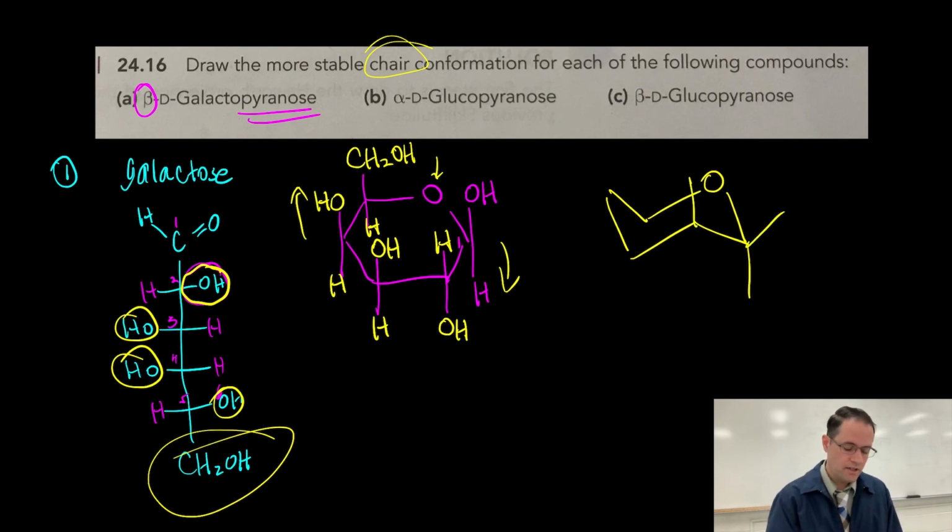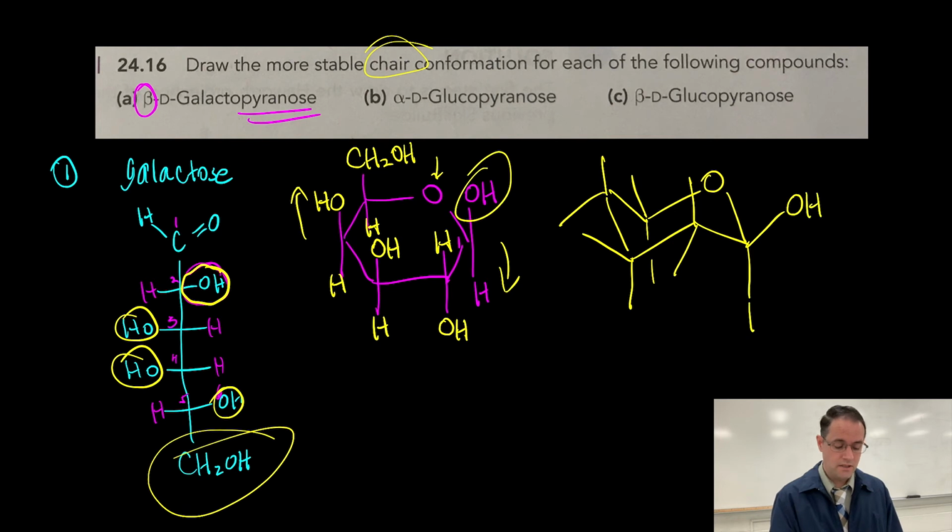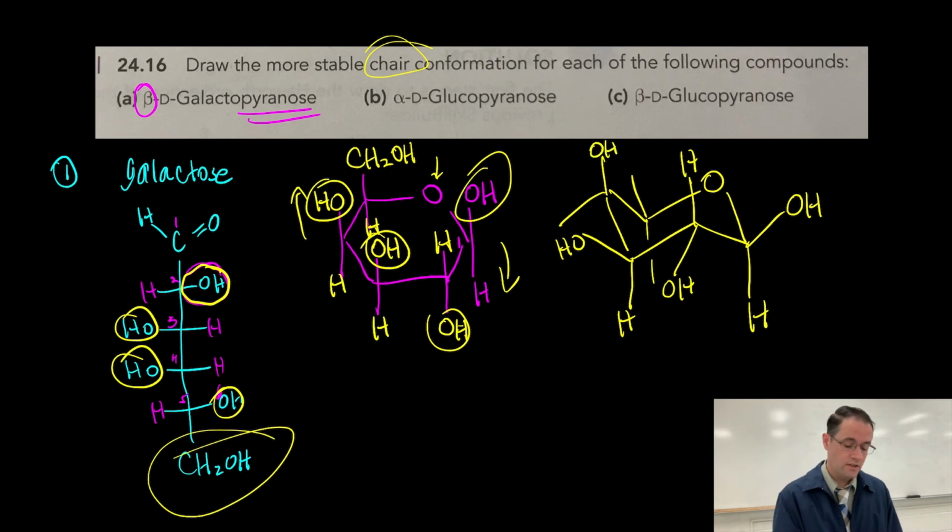So I'll just put in all my lines, bonds, in the correct bond angles, okay? And I'll just start filling things up. So this OH is up, that's definitely this way. This OH is down, that's this way. This OH is up, that's this way. This OH is up, that's way over here, okay? And my CH2OH is up, that's gonna be right here, okay? I won't do these other two problems because I think you understand the concept.